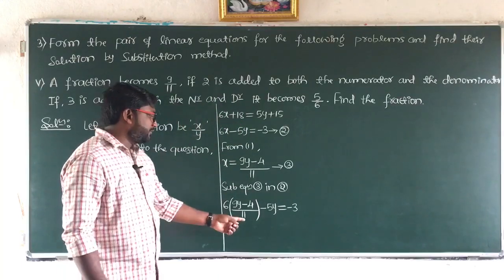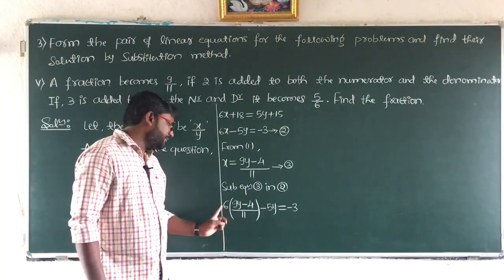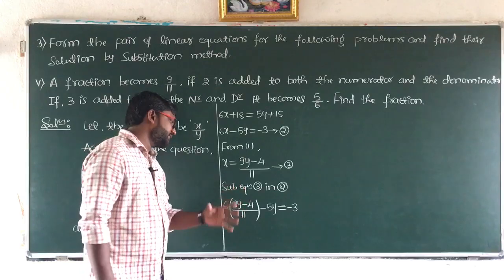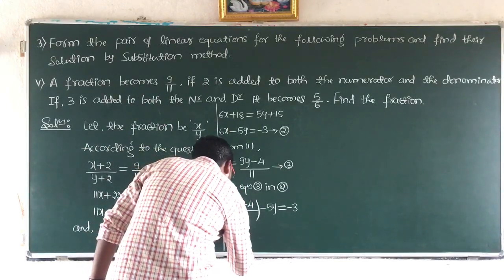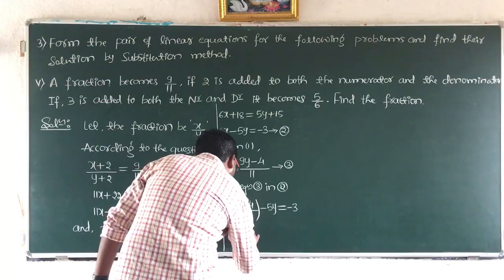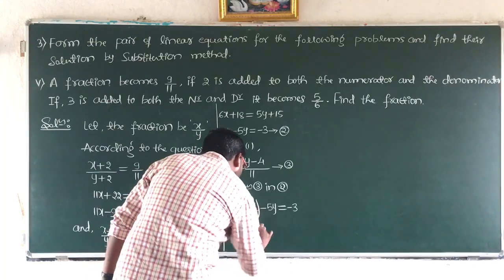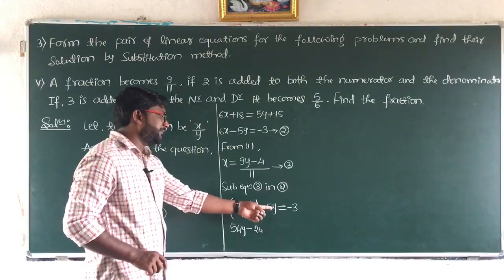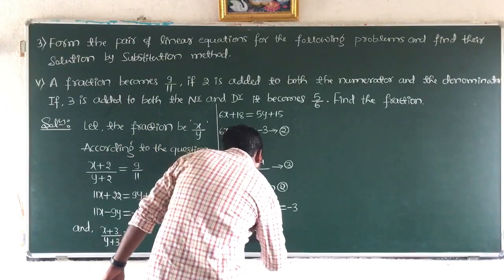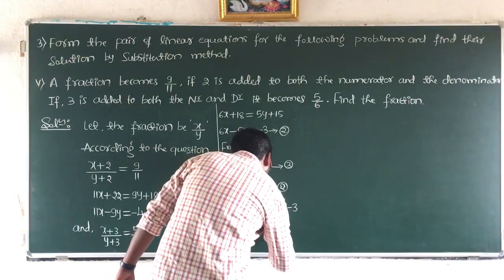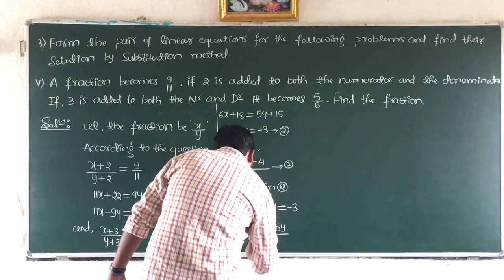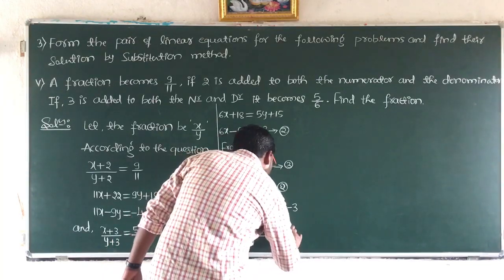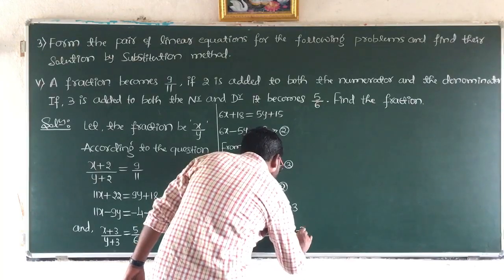Now we have to take up the LCM, at the same time multiply 6 with these two terms. So how much do we get now? 54y minus 24, then 11 will be multiplied with y. We get minus 55y, then the whole divided by 11, which is equal to minus 3.